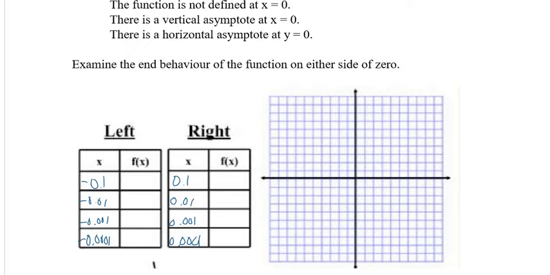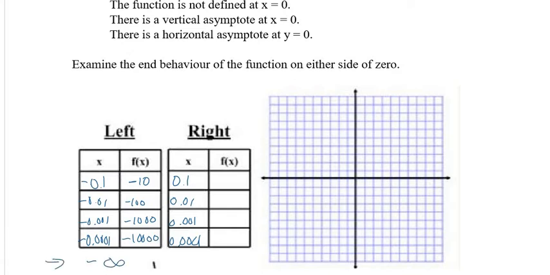So we're just going to sub in values very small, right around to the left of x equals 0 and just to the right of x equals 0. For the left, we could do negative 0.1, and 1 divided by that would be negative 10. If we did negative 0.01, it would be negative 100, negative 1,000, negative 10,000. So as we go to the left, we're approaching negative infinity.